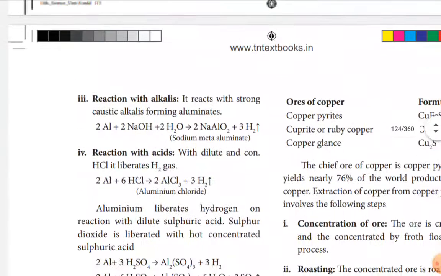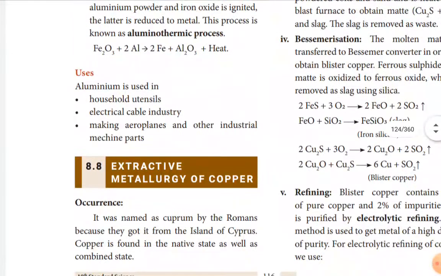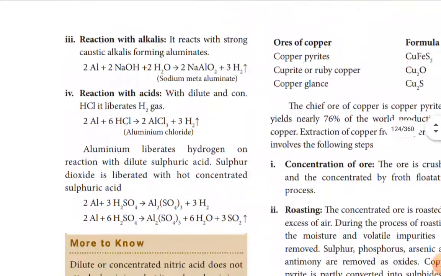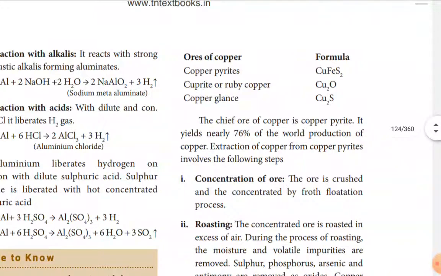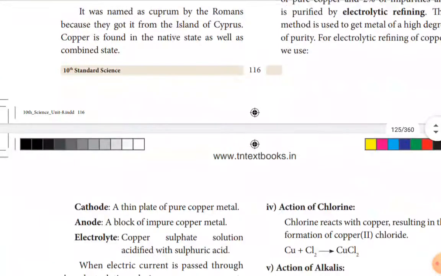Then the extraction of copper. Copper is obtained in the native state as well as a combined state, and there are three important ores of copper. Out of these three, copper pyrite, the sulfide ore of copper, CuFeS2, is the chief ore of copper. Then there are a few steps to extract the copper from copper pyrite.